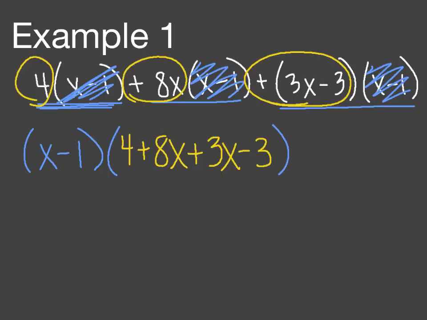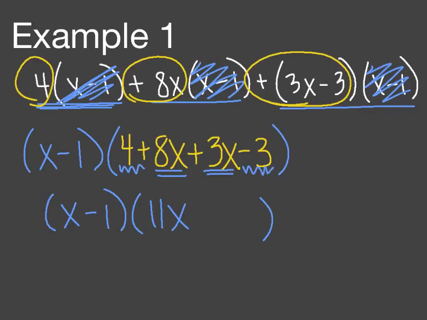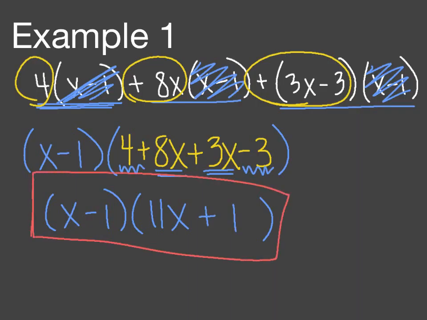Now, all I need to do from here is see if I can simplify a little bit. The x - 1 cannot be simplified because they are not like terms. But in my second set of parentheses, I can simplify some like terms. First, I'm going to put the 8x and the 3x together to get 11x. And then I'm going to put the 4 and the negative 3 together to get positive 1. This would be my final factored answer.